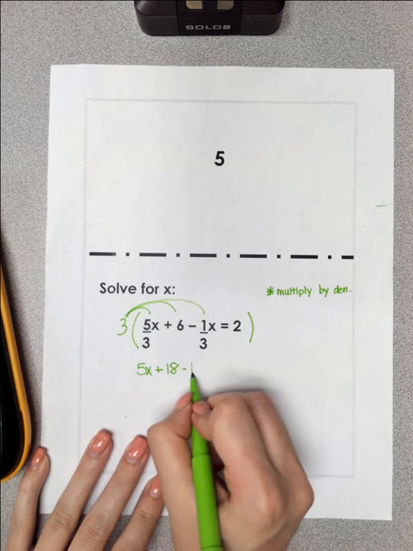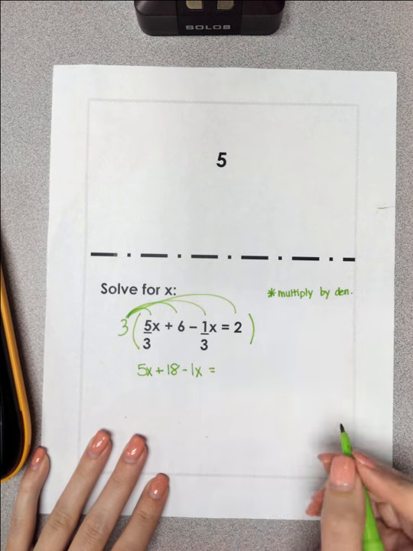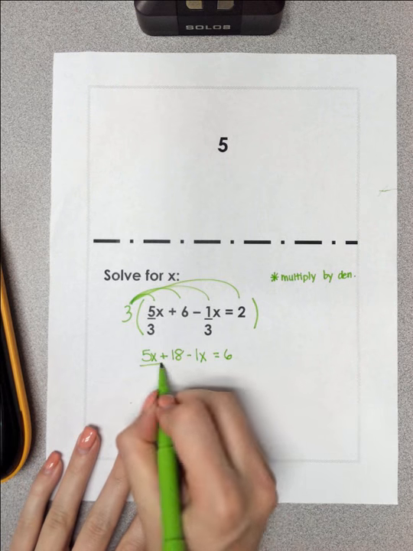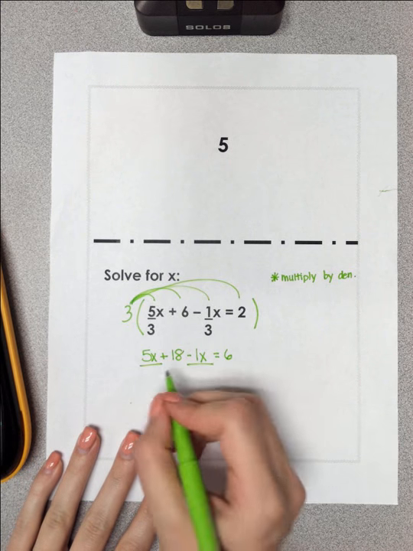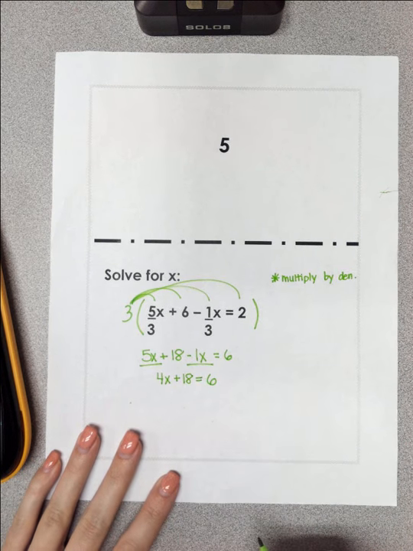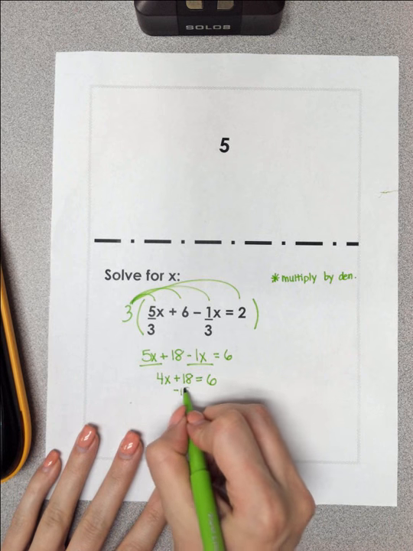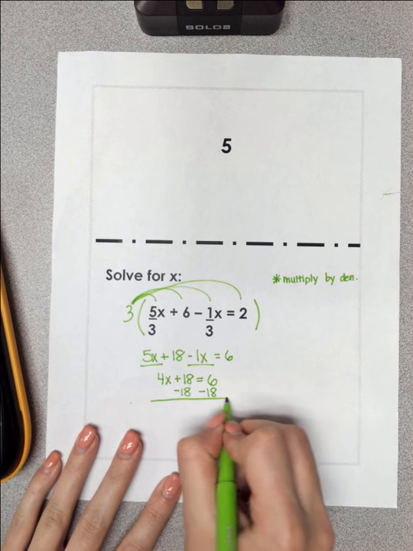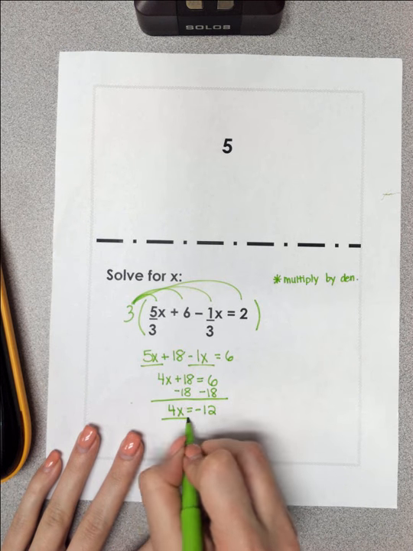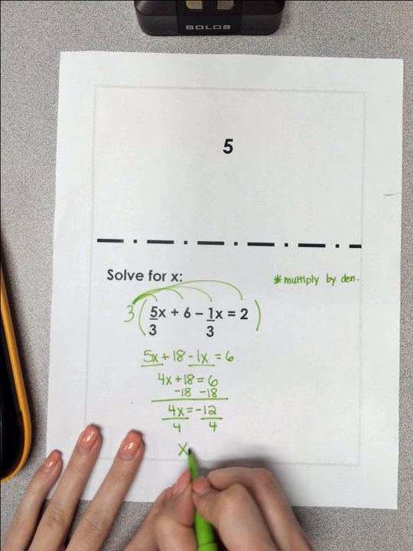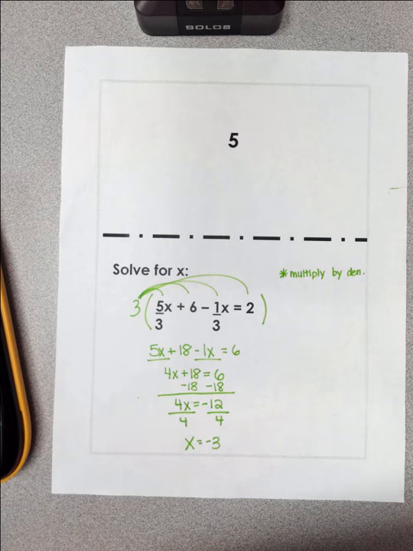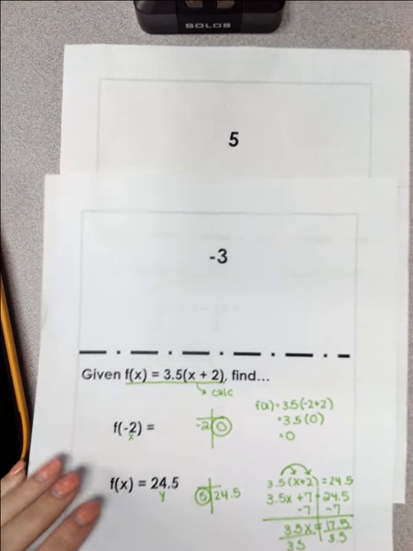This would be minus 1x. This equals 6. Combine our like terms. 5 minus 1 is 4x. Move over the 18, minus 18, minus 18. So 4x equals a negative 12. Divide by 4, x equals negative 3. And this should bring us back to our very first problem. Yes, it did. And we're done.